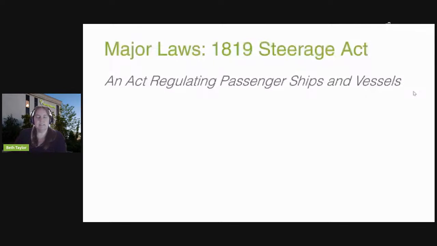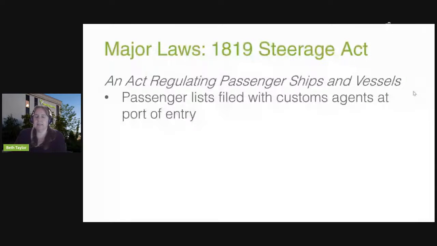The 1819 Steerage Act is one of the big immigration acts for the United States. It's also known as an act regulating passenger ships and vessels. It's the first act that required that passenger lists be kept. This is why we started the class with the year 1820, because that's when the Steerage Act went into effect. Prior to that date, there are no immigration records. There's nobody trying to track who's coming and how many are coming.